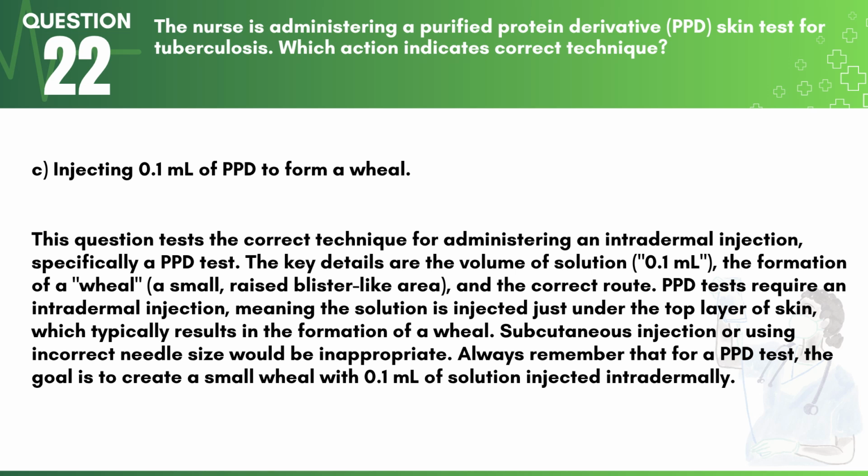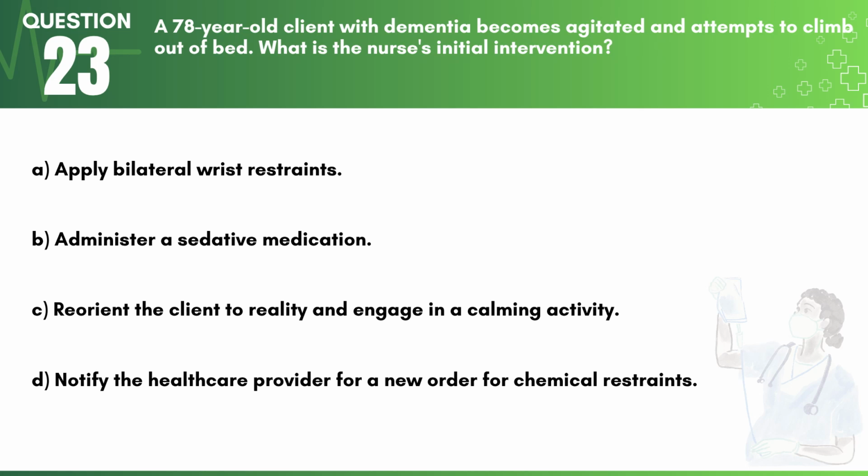injected intradermally. Question 23. A 78-year-old client with dementia becomes agitated and attempts to climb out of bed. What is the nurse's initial intervention? A. Apply bilateral wrist restraints. B. Administer a sedative medication. C. Reorient the client to reality and engage in a calming activity. D. Notify the healthcare provider for a new order for chemical restraints.